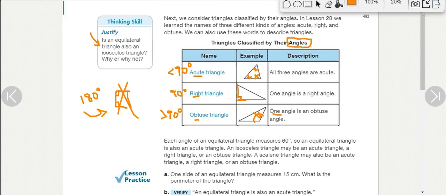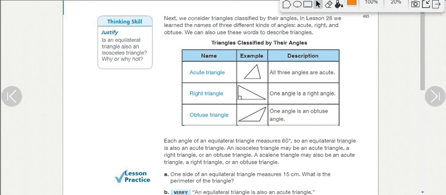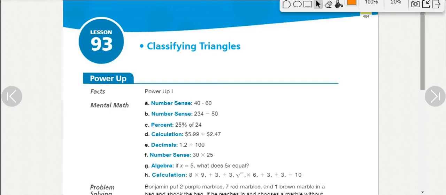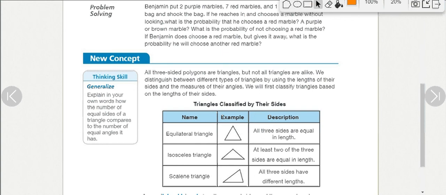Each angle of an equilateral triangle, which was the previous page, each angle in this one is 60 degrees. That's always 60, because if the sides are equal, like I said, the same number of angles are equal. So if you need three equal angles to get into 180, that's going to be 60 times 3 every time. Okay? So that's that.